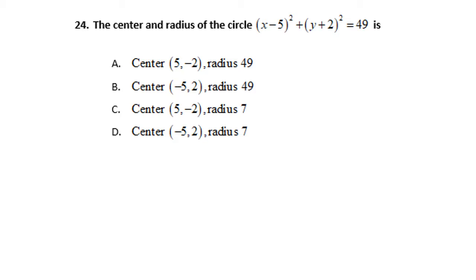Number 24. The center and radius of the circle x minus 5 squared plus y plus 2 squared equals 49 is A, center is 5, negative 2, radius is 49, B, center is negative 5, 2, radius 49, C, center is 5, negative 2, radius 7, or D, center is negative 5, 2, radius 7.